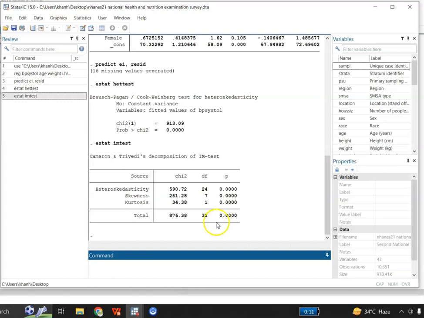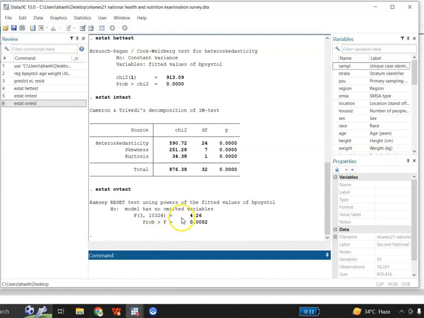this model. After this, I am going to test another assumption, that is there are no omitted variables in this model. So estat ovtest. OV test is short for omitted variable test, and again the null hypothesis is that the model has no omitted variables, but its p-value says to reject, we will reject this null hypothesis, and we conclude that there are some important variables that should have been included in this model, but they are omitted from this model.